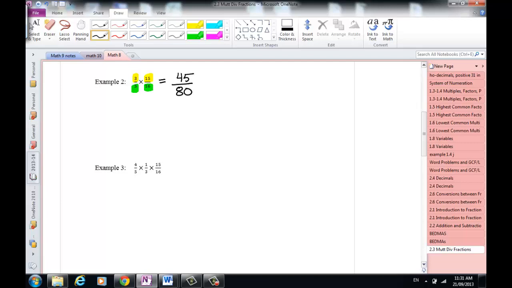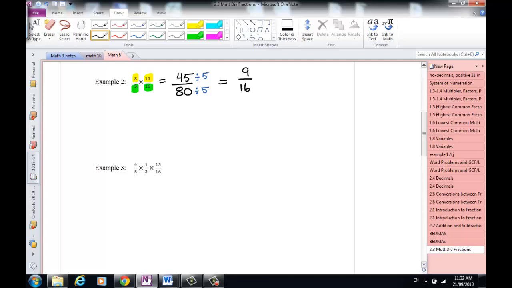Now, just as in the last section, we always want to reduce our fractions. Notice that the 45 ends with a 5, and the 80 ends with a 0, and therefore they're both divisible by 5. So if I divide the top, and whatever I do to the top I must do to the bottom, then what I end up with is 9/16.